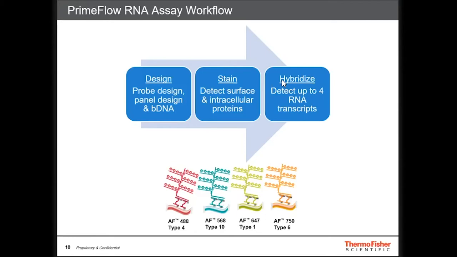Then, when you're starting the assay, you do your surface and intracellular staining as you would normally do. The kit has any required buffers for that already included in it. And then the final step of the assay is doing these hybridizations for your RNA transcripts. Right now we have 4 different probe types. So you can look at as many different protein antibodies as you want, and then up to 4 different RNAs spaced throughout the spectrum to be able to combine those 2 approaches together here.